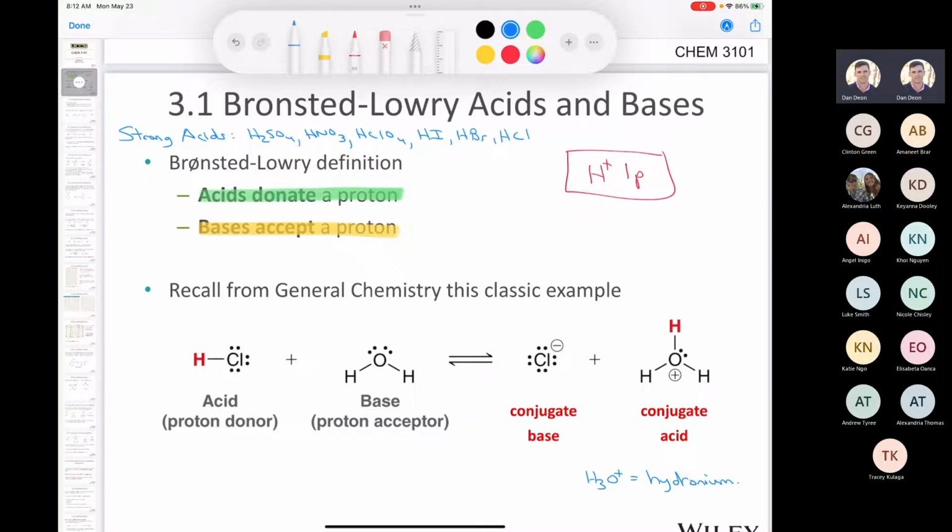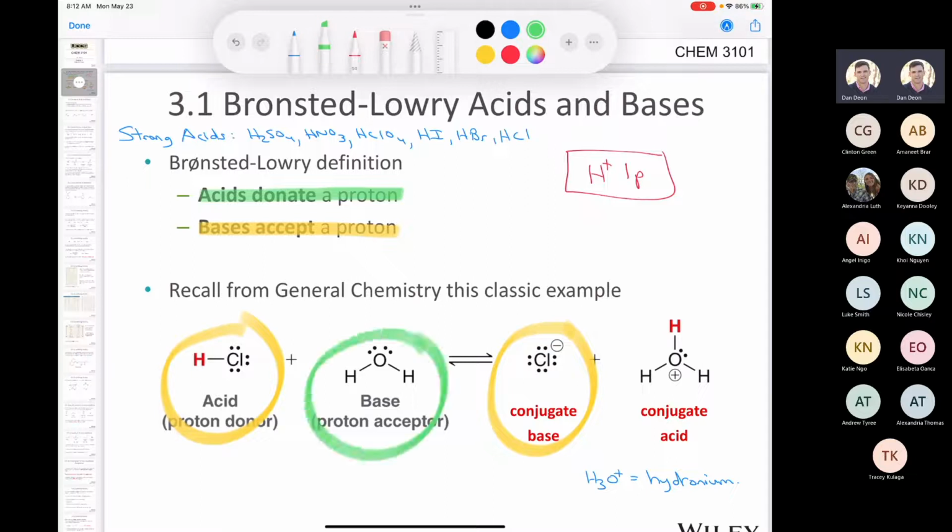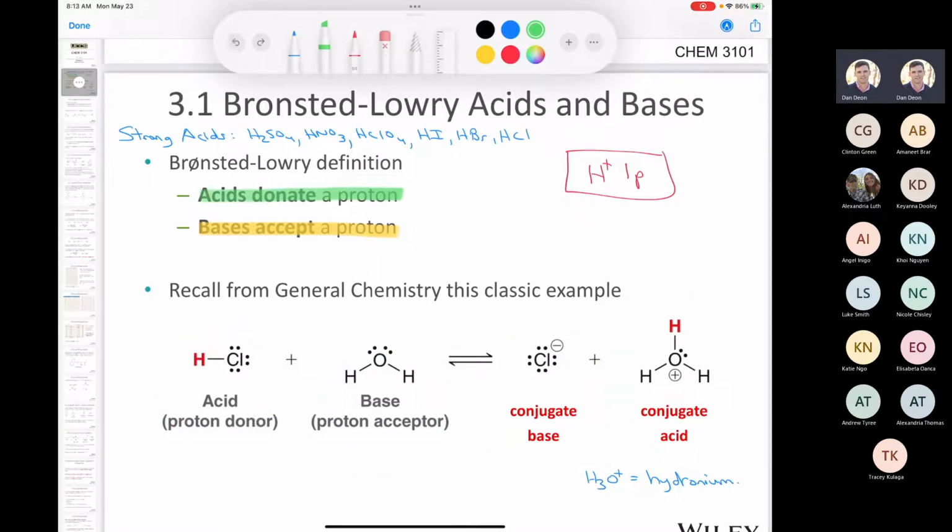Not only do you have to be able to identify the acid and the base, as they're shown right here, but you also have to be able to identify the conjugate acid and conjugate base. When the acid loses its proton, what you're left over with is the conjugate base. When the base accepts a proton, what you end up with is the conjugate acid. Oftentimes we refer to these as acid-conjugate base, base-conjugate acid pairs. You need to be able to identify these. They're definitely going to come up on quiz 3.